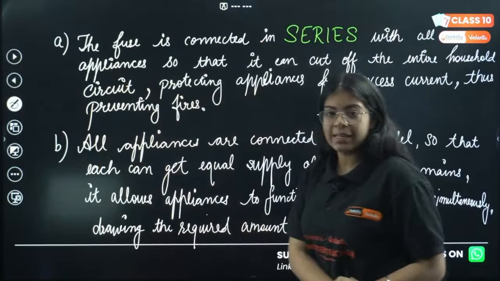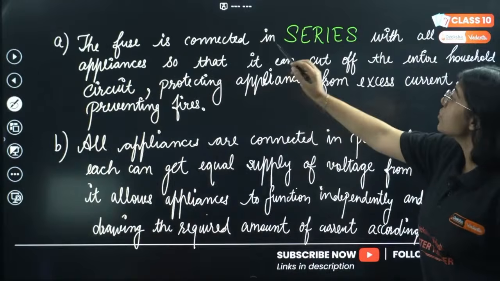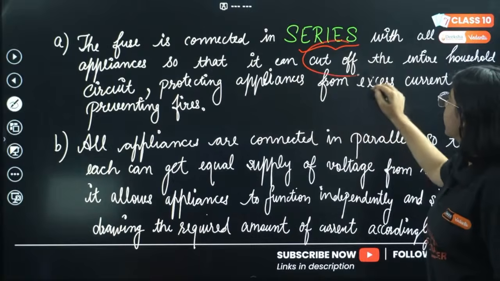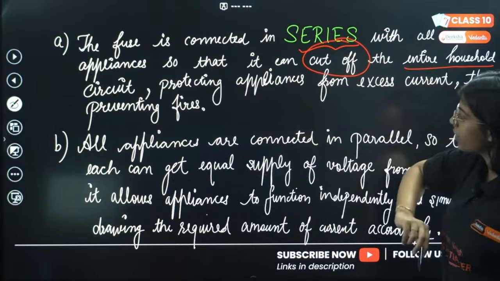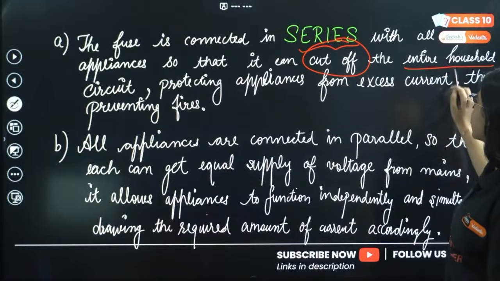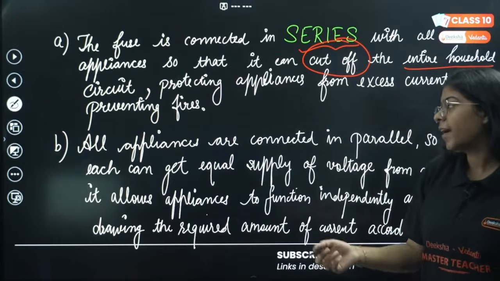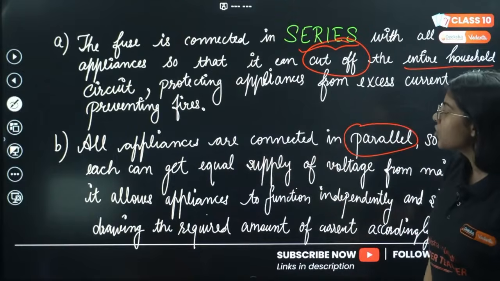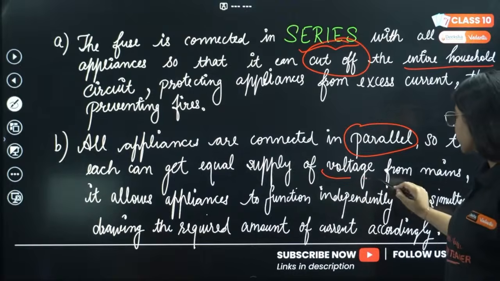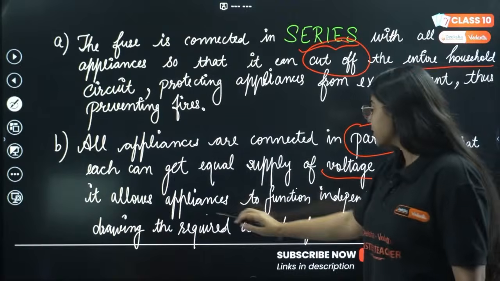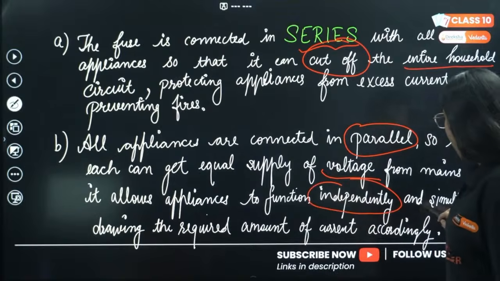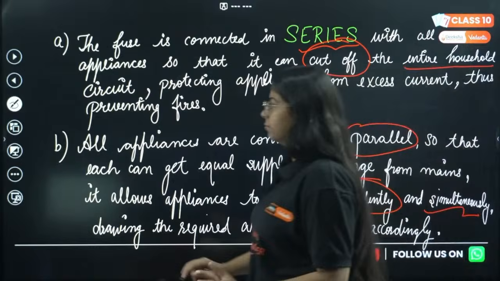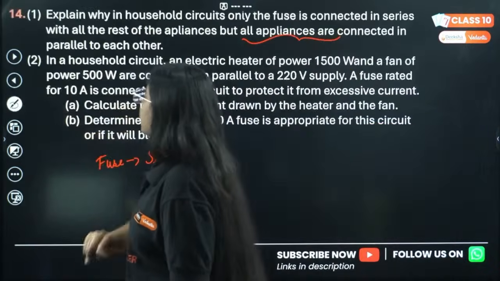And here it's written as well. The fuse is connected in series with all appliances so that it can cut off the entire household circuit, protecting appliances from excess current, thus preventing fires. The second is, all appliances are connected in parallel so that each can get an equal supply of voltage from the mains. It allows appliances to function independently and simultaneously, drawing the required amount of current accordingly. Correct? Okay, let's see the second part.